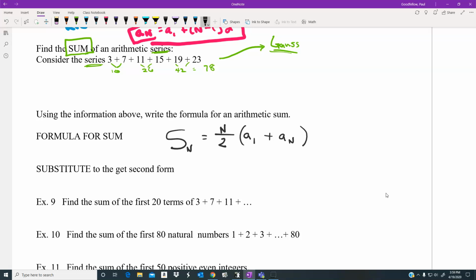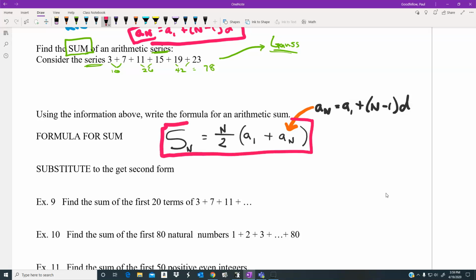Now, the thing to be thoughtful of here is that this sum formula has buried inside of it a sub n, which means that it has the other formula, the explicit formula, buried inside of it, where a sub n is equal to a sub 1 plus n minus 1 times d. Now, if I did this substitution and substituted it out, here's the basic formula of what you need to do, but you're going to have to use a sub n. You're going to have to find it anyways.